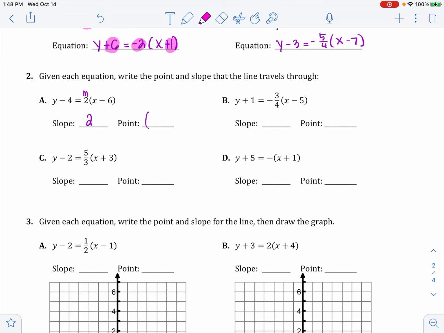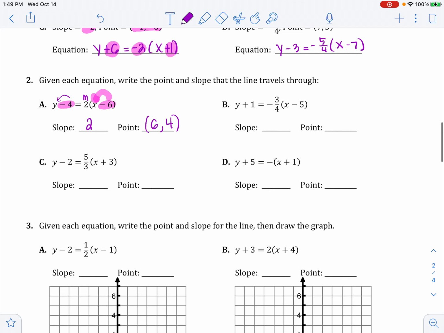And then your point is using this and this. Now notice this goes with x, so that's going first, and it's the opposite of that, which is 6. This is with y, and it's the opposite of that, which is 4. All right, go ahead and try the last 3 on your own there and see if you can follow this.